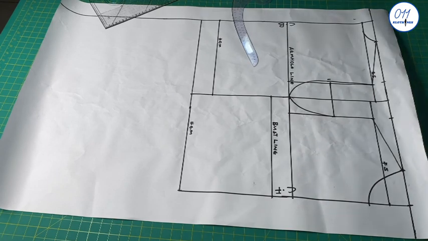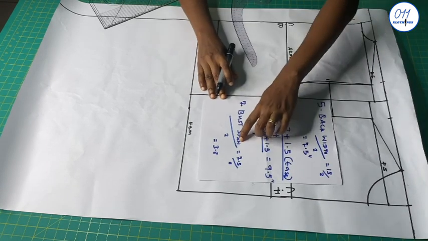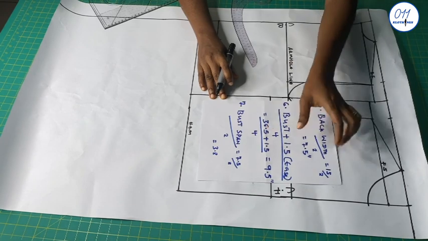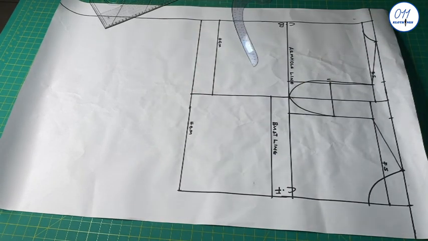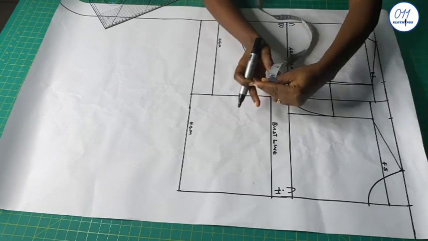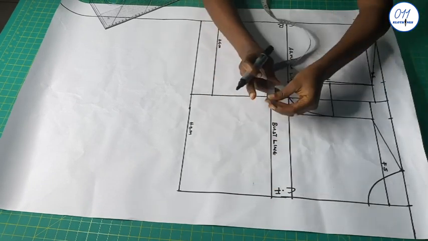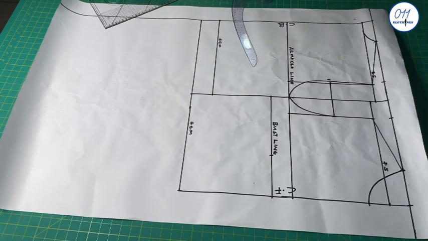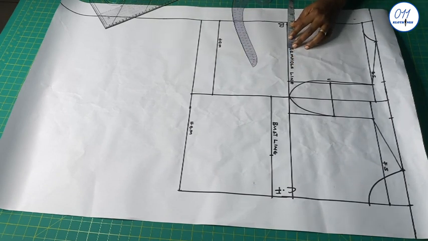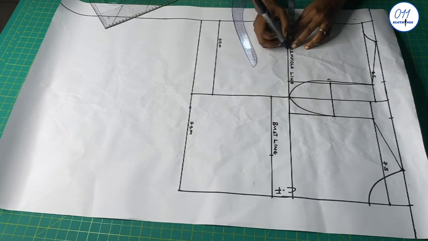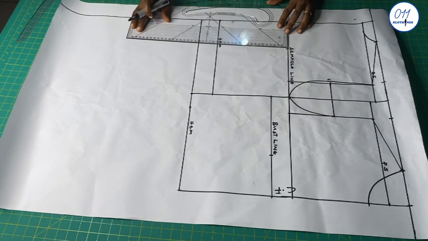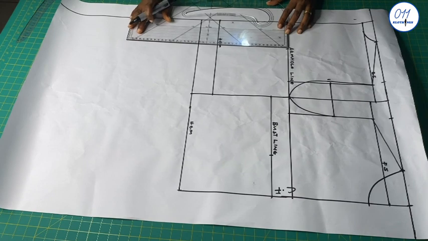I will now divide my bust span, also known as the nipple to nipple measurement, into two, which is 7.5 over 2, which gave me 3.8 inches. I will measure out the value on the bust line starting from the center front. For the back pattern, I will measure out this value on the armhole line starting from the center back. I will now draw vertical lines from this point to the hem of both the back and the front pattern, like this.